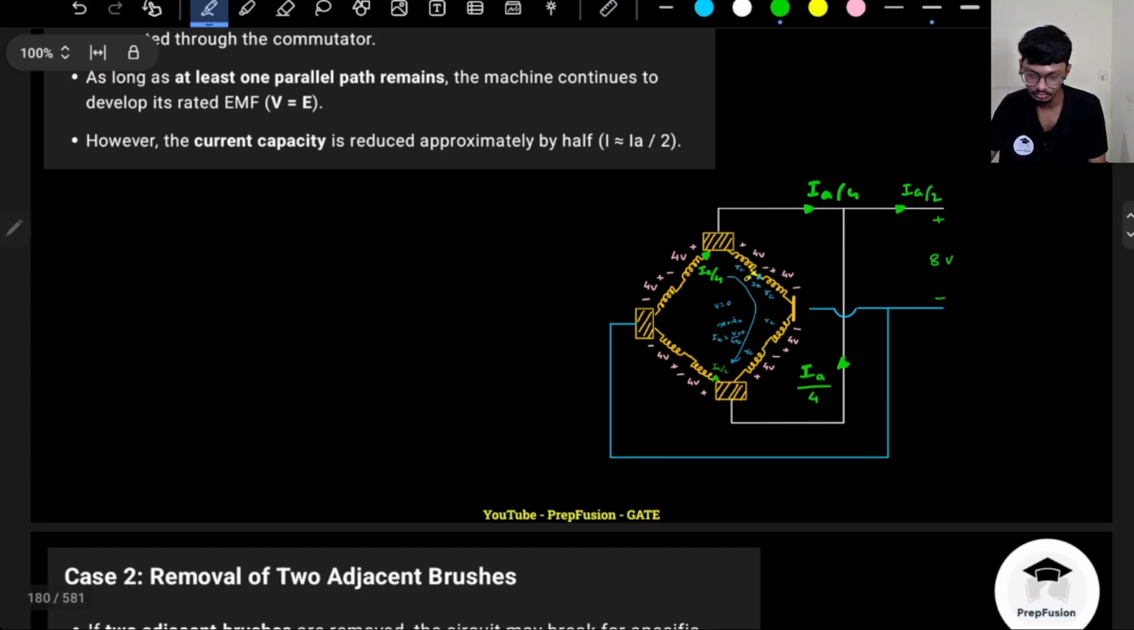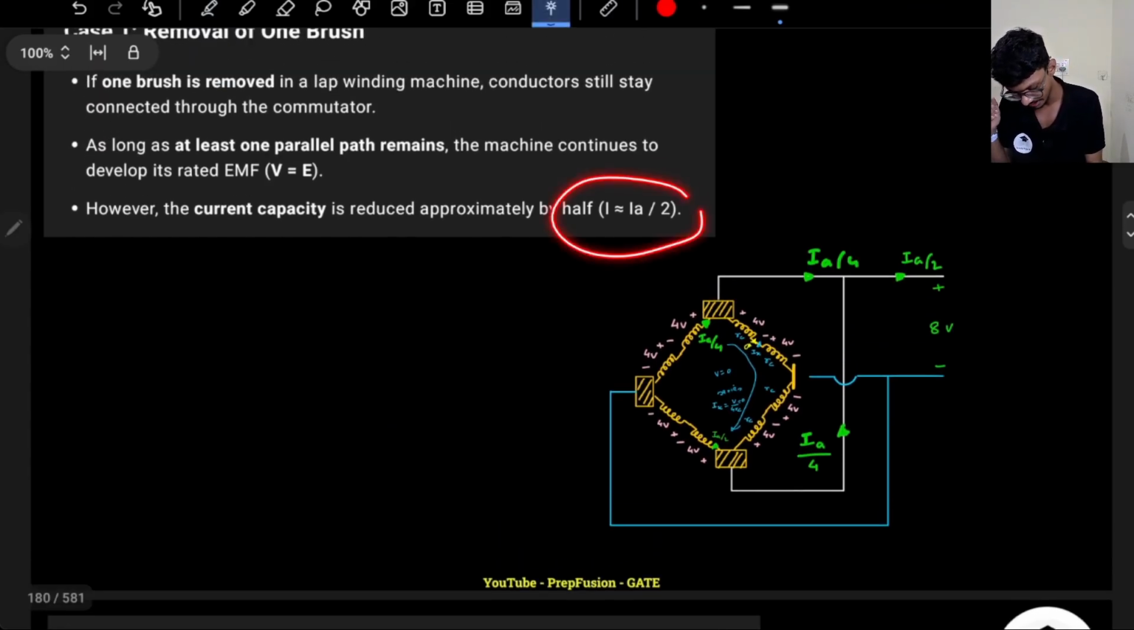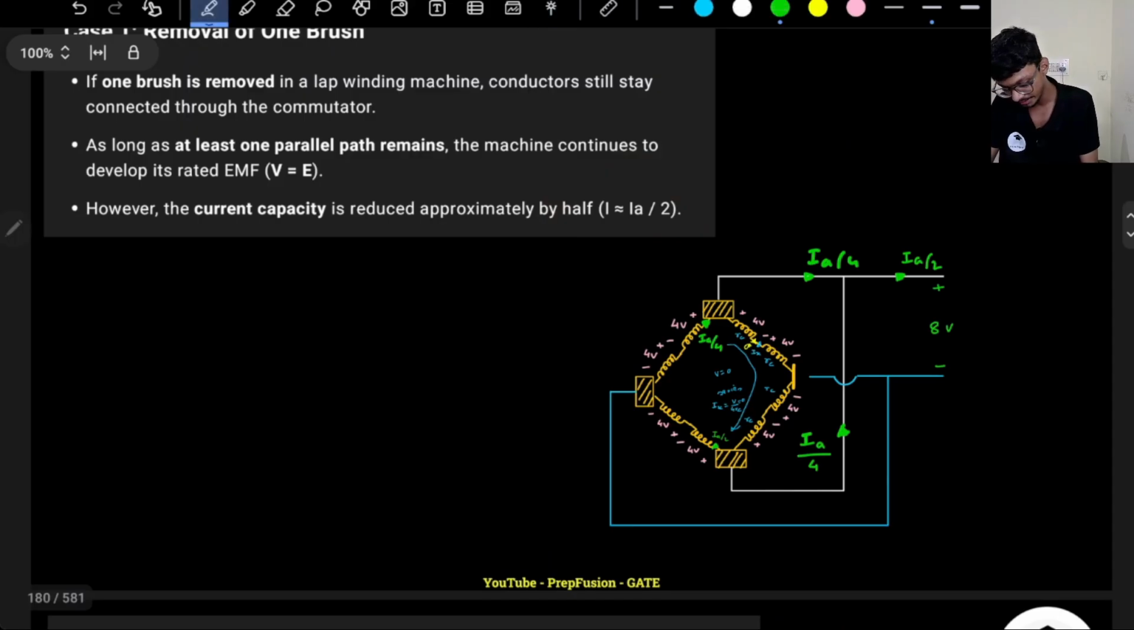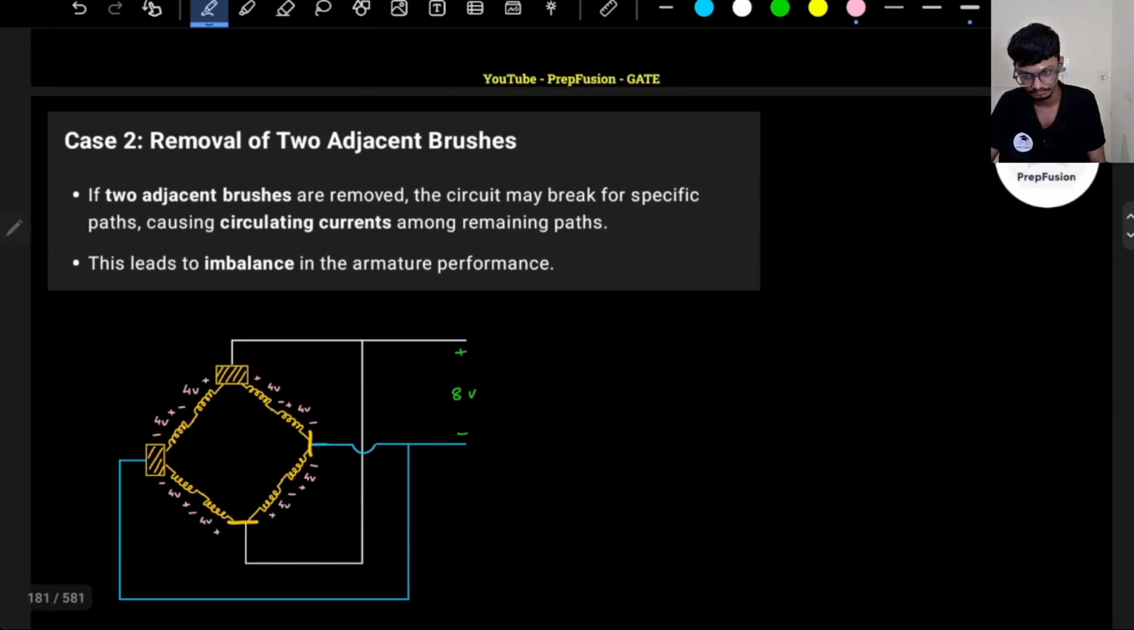So basically previously it was E into IA. Now current has become IA by 2. Same thing is written over here. So power capability, voltage will be same. Voltage will be E only, but the power will be reduced because it is E into IA dash, E into IA by 2. So P dash will be P by 2. So power capability will be halved, current capability will be halved.